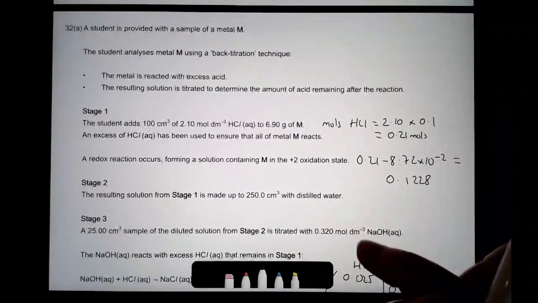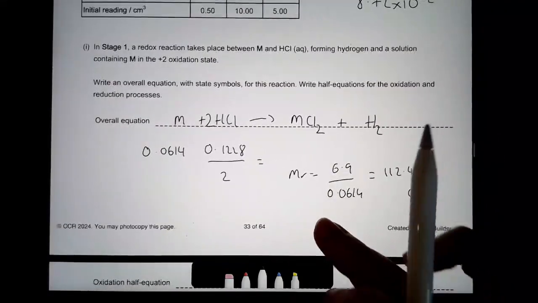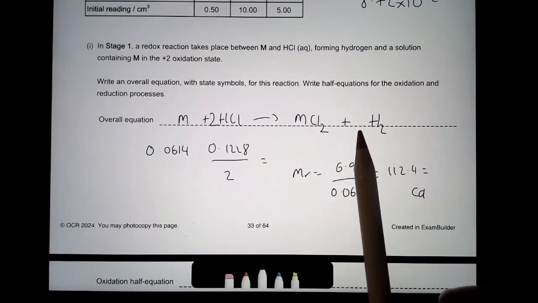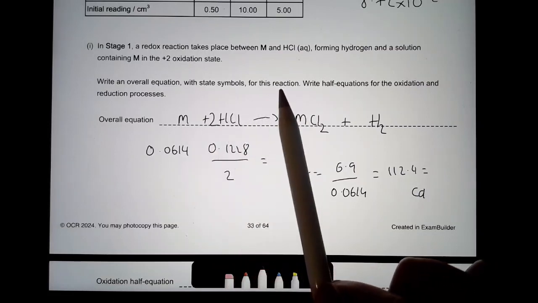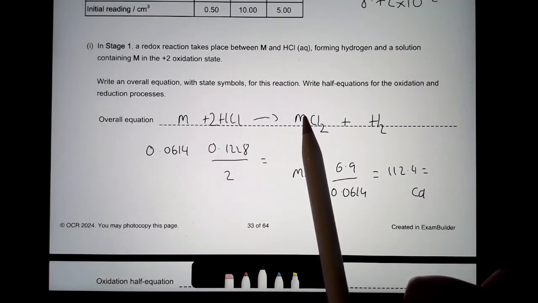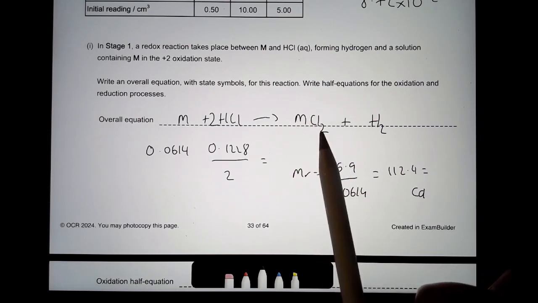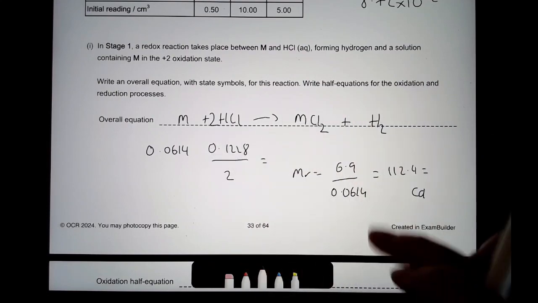Next one is the back titration. I know there's so much information on this. I'll just do this part of it first, right? You need to be able to write the overall equation, or you're not going to be able to work out your ratio. So you've got a metal. You know it's in the +2 oxidation state. So when you react it with chlorine, it's going to form a compound with the formula MCl2. And because it's a metal and an acid, you're also going to produce hydrogen gas. This is your general equation.